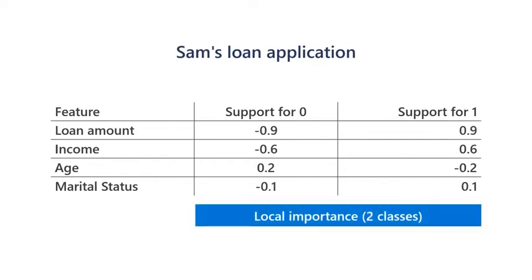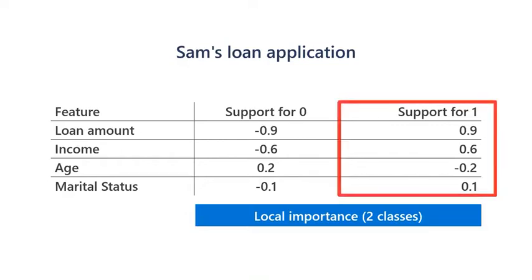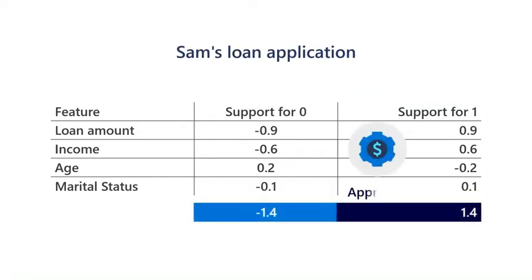Because this is a classification model, each feature gets a local importance value for each possible class, indicating the amount of support for that class based on the feature value. Since this is a binary classification model, there are only 2 possible classes, 0 and 1. Each feature's support for one class results in a correlatively negative level of support for the other. In Sam's case, the overall support for class 0 is minus 1.4, and the support for class 1 is correspondingly 1.4. So, support for class 1 is higher than for class 0, and the loan is approved.